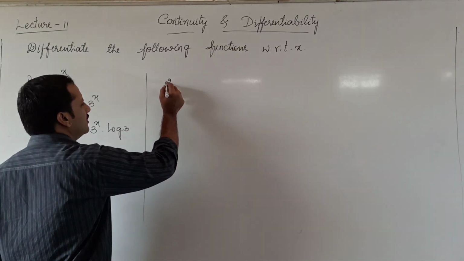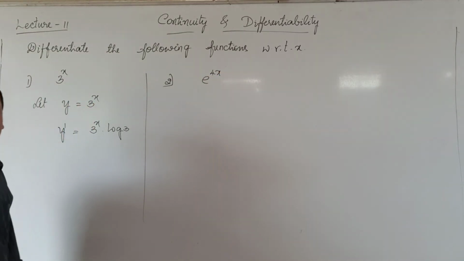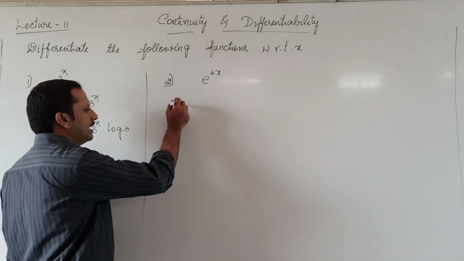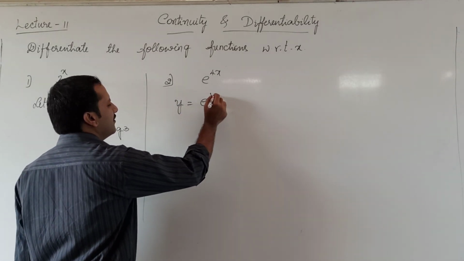Next question. E power 4x. Differentiate this. So as always, we shall take this as y. Then y is equal to e power 4x.